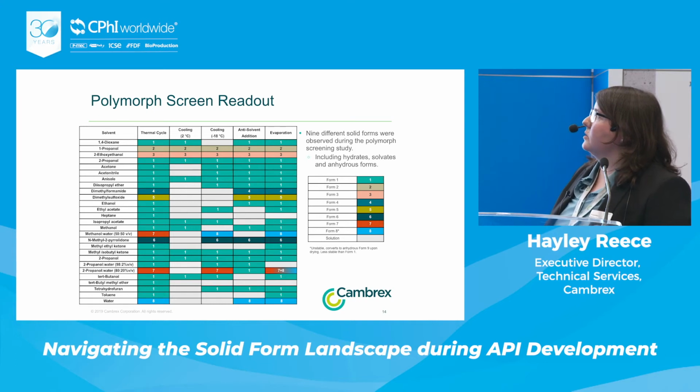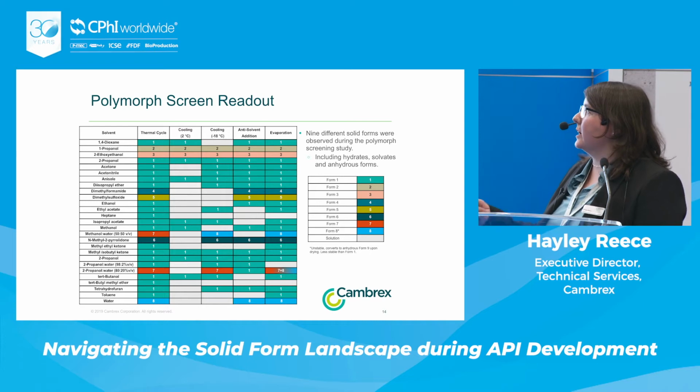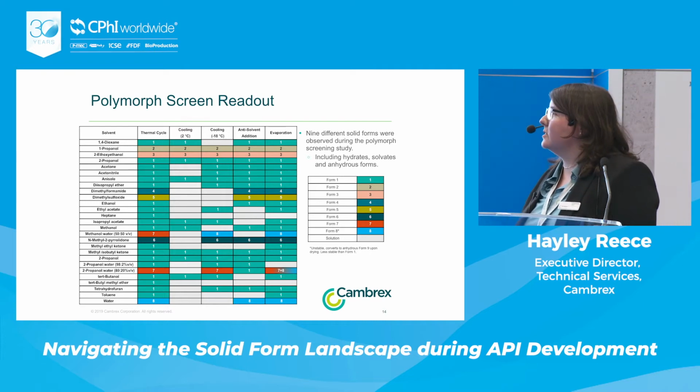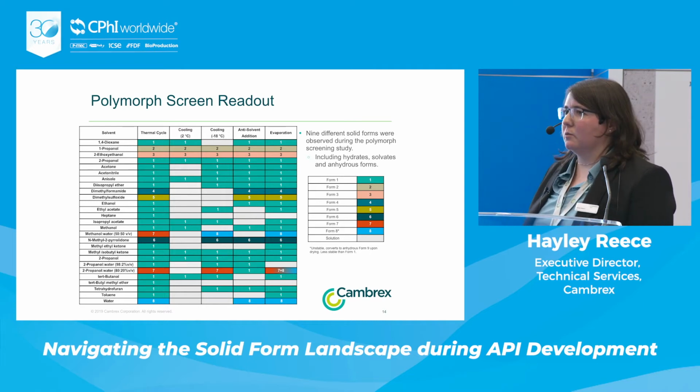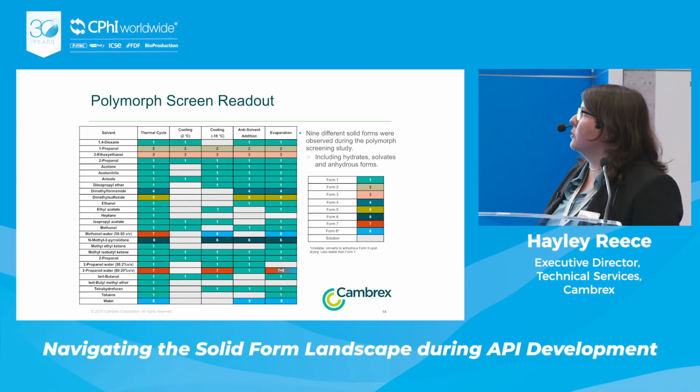And what we saw from this screen is that you can see a lot of ones there. So normally the form that dominates throughout the screen is normally the thermodynamically most stable form. Not always, but a lot of the time it will be. And then we also have a lot of other colors there. So we identified 9 different forms, 9 different solid forms during this polymorph screen.